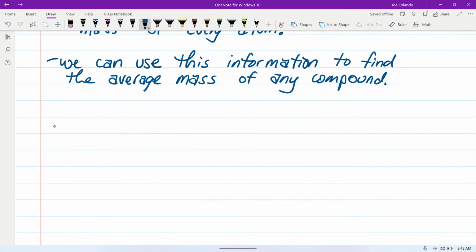Let's look at an example. Example 1. What is the mass of an oxygen molecule?